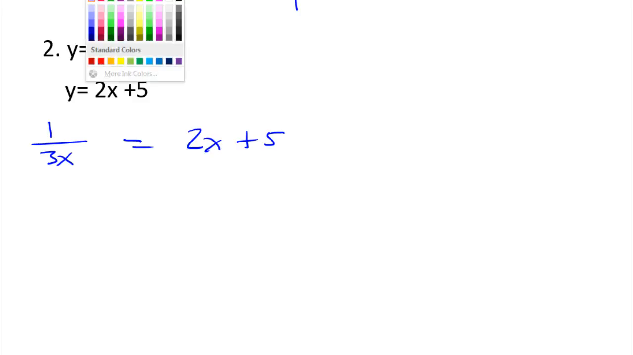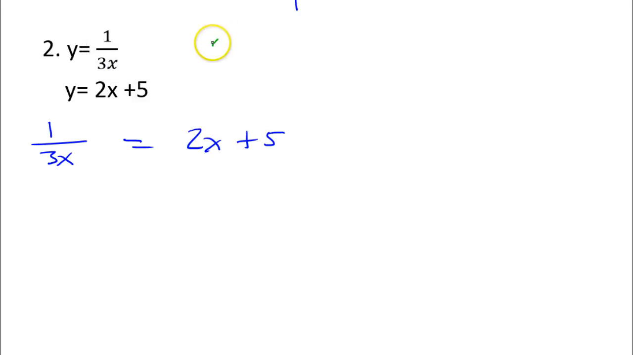Now would be a fine time to mention the excluded values. X cannot equal 0. My only denominator here is 3x. If I set that equal to 0, I get x equals 0, so x cannot equal 0. So now let's keep going and make all the denominators the same.